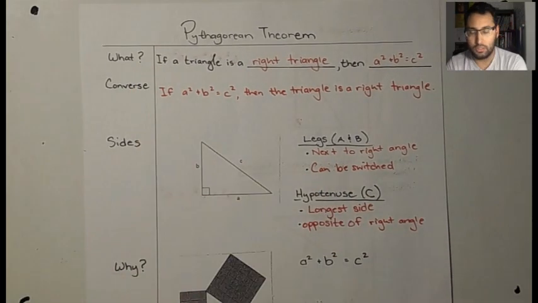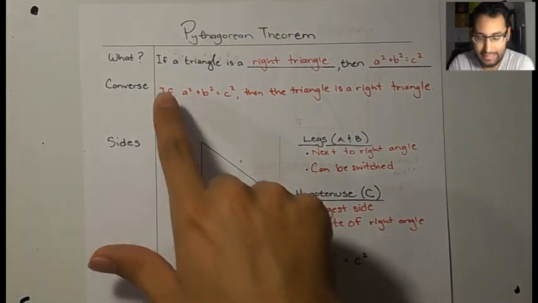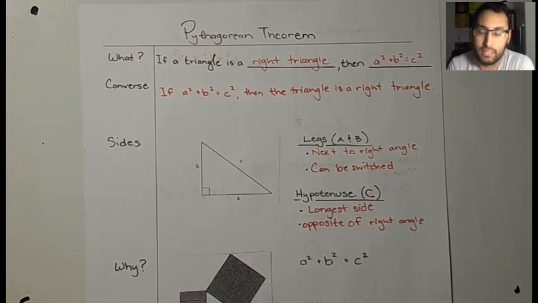Okay. So what is the Pythagorean theorem? I'm gonna have you guys fill in the blanks. It states if a triangle is a right triangle, meaning it has a 90-degree angle, then we can use this formula. The Pythagorean theorem, which is a squared plus b squared is equal to c squared.